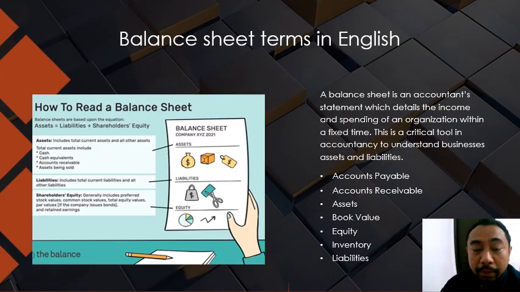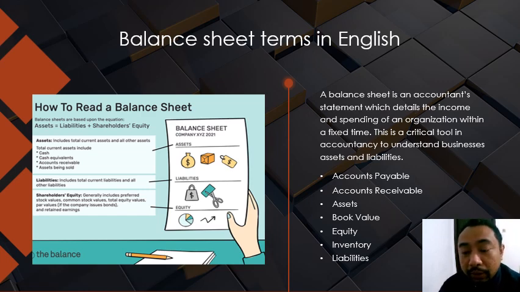Okay, for the first topic, we will discuss balance sheet terms in English. There are several terms in a balance sheet, and we will discuss them further. A balance sheet is an accounting statement which details the income and spending of an organization within a fixed time. This is a critical tool in accountancy to understand business assets and liabilities.